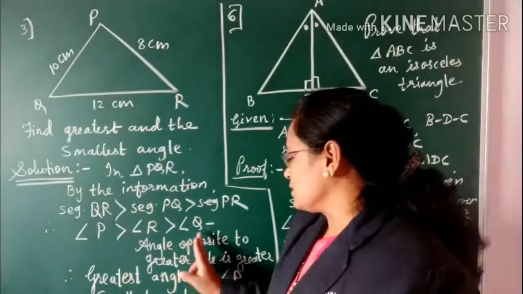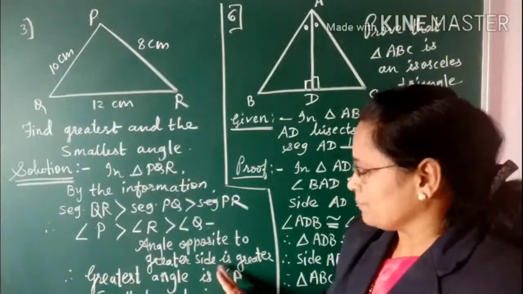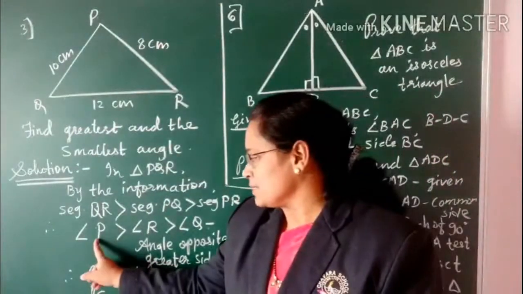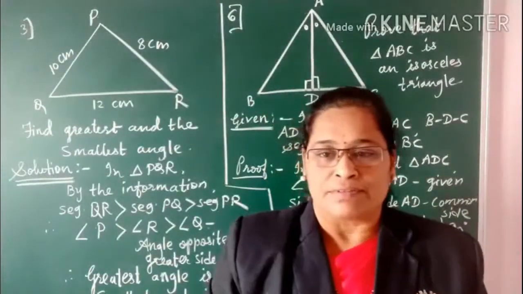So this is by the theorem which we have applied. That theorem we have to write in short. Now here we can see easily angle P is the greatest angle and angle Q is the smallest angle. So like that way we can prove.